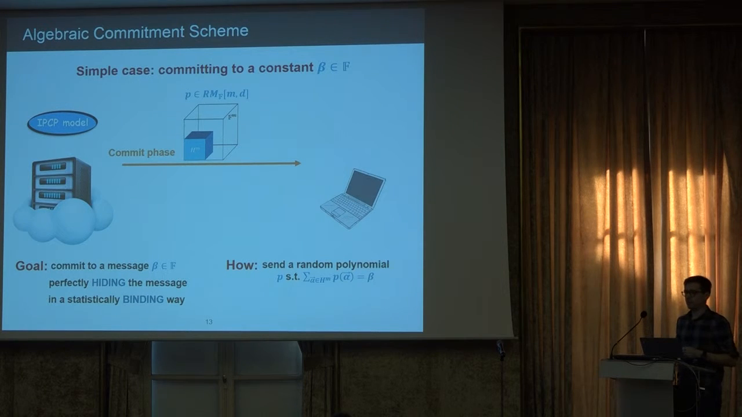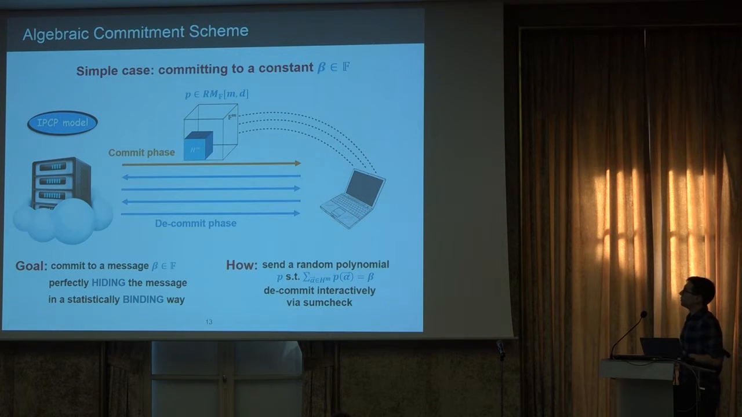So this already seems to fit what we mean by binding. And then when you decommit, I need to be able to decommit in a way that is sound. And what you do is you decommit interactively via the sum check protocol, right? So we have a low degree polynomial that we're trying to check a sum. How do we check the sum? We check it via the sum check protocol. So this amounts to a decommitment. This is a very classical protocol for showing exactly what we wanted to show.